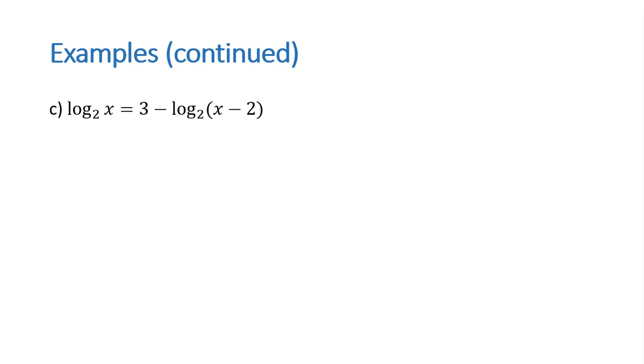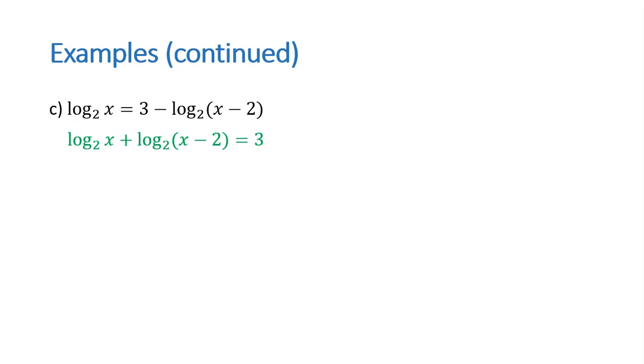So one good option here is to get both logarithms on one side of the equation. So I'm going to add the logarithm on the right-hand side so that it moves over to the left-hand side. So I have log base 2 of x plus log base 2 of x minus 2 is equal to 3. So now I have both logarithms on one side.